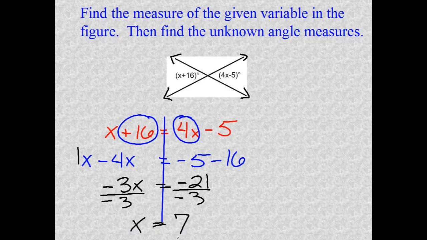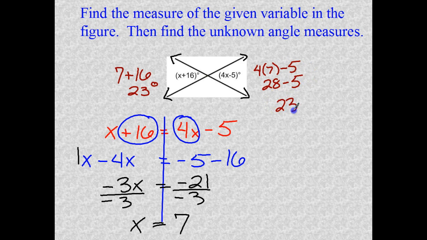All right, let's do our math. Check it out. On the left angle here, we have x plus 16. So we're going to replace x with 7 and add 16. And we're going to get what there? That's 23 degrees. So if these are vertical angles, I know that the right side of this angle must be also 23. Let's check it. So 4 times 7 minus 5, that's 28 minus 5, which is also 23 degrees.